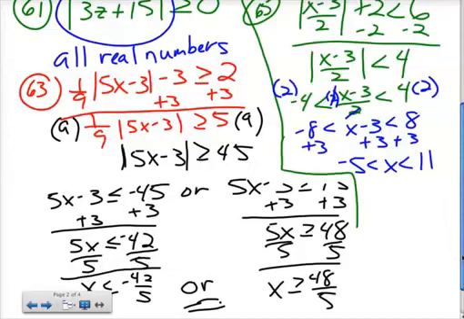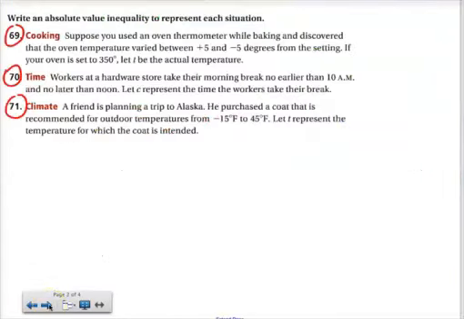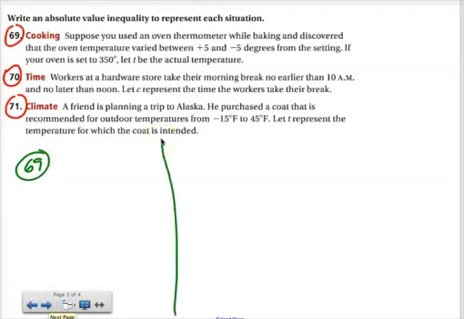And now I'm going to change gears and start talking about the little word problems. So number 69 talks about cooking. I'm going to try and write a little smaller and fit these in here. Suppose you used an oven thermometer while baking and discovered that the oven temperature varied between a positive 5 and a negative 5 degrees from the setting. If your oven is set to 350 degrees, let T be the actual temperature.